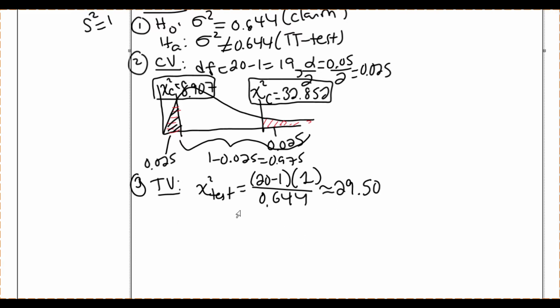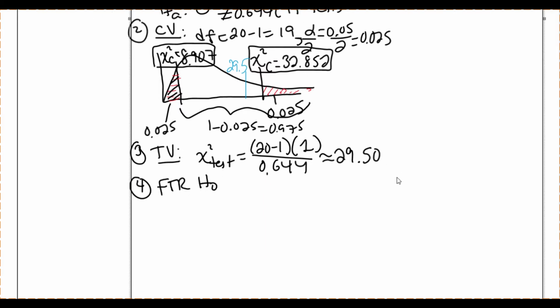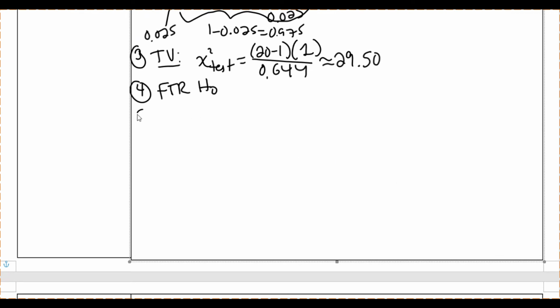So now we're going to label that on our graph here. So that means we're somewhere on the right side, and I'm going to do it in blue. So we're somewhere here, 29.5. And so therefore, we can see that we are outside our rejection region, so therefore we fail to reject. So here we fail to reject the null hypothesis.